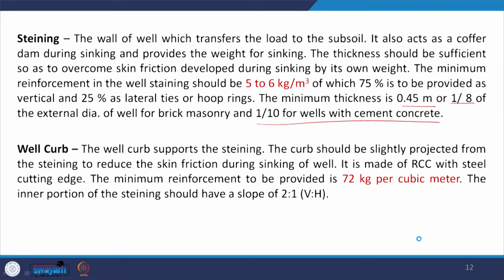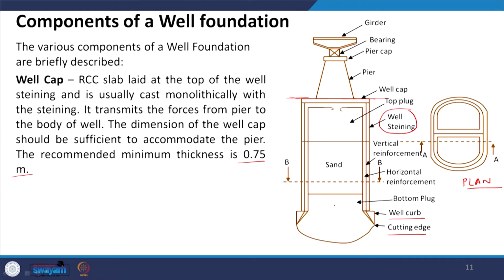The minimum reinforcement to be provided is 72 kg per cubic meter. So, you could see compared to steining, it is highly reinforced. Here the figure was 5 to 6, but now it has jumped to 72. The inner portion of the steining should have a slope of 2 to 1, that is 2 vertical to 1 horizontal. So, what you have here is the inner portion, and we are talking about this slope. This slope should be 2 to 1, so you should have more vertical distance than horizontal, that means the angle with the vertical will be less than 45 degree.